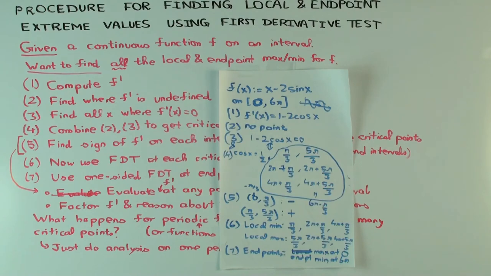So let's just see. What's the value at pi over 3? What's f of pi over 3? That will be pi over 3 minus 2 times square root 3 over 2. So that's pi over 3 minus square root of 3. Right. Let me just get out another one for temporary.